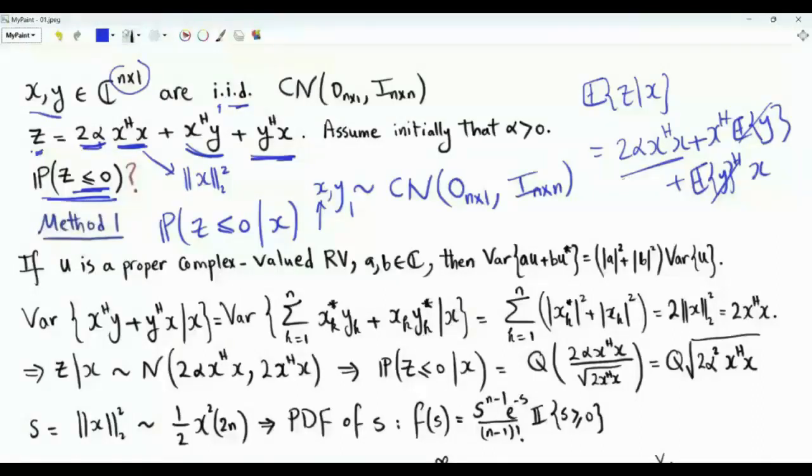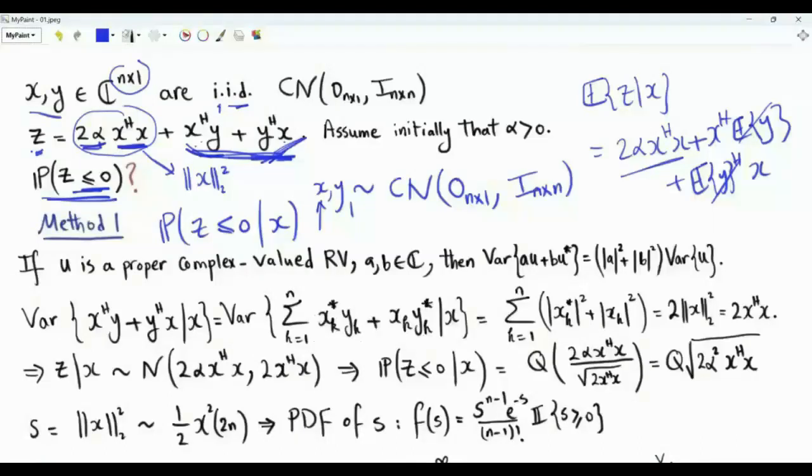What about the variance? The variance given X, the constant term, will disappear when we compute the variance. So what is the variance of this sum here? This sum can be written explicitly as summation k from 1 to n, that's a summation over the components of vectors X and Y. X Hermitian Y, that's summation k from 1 to n, xk conjugate yk. Y Hermitian X is summation k from 1 to n, xk yk conjugate.